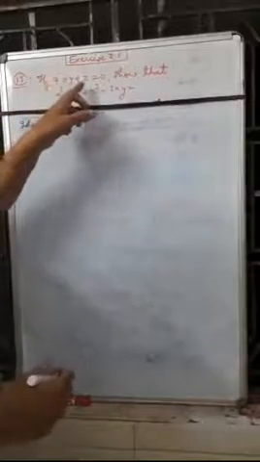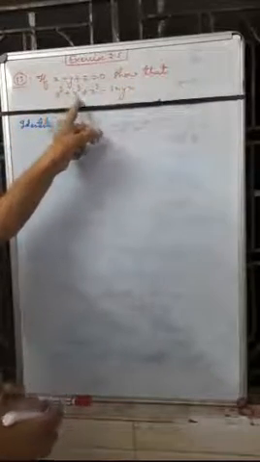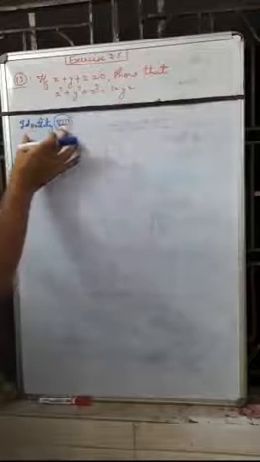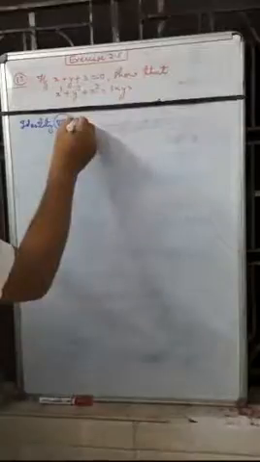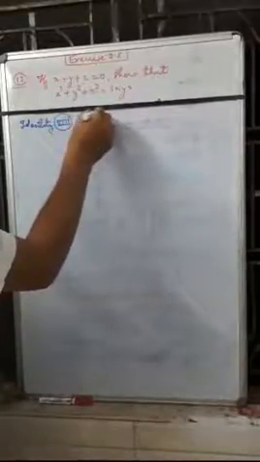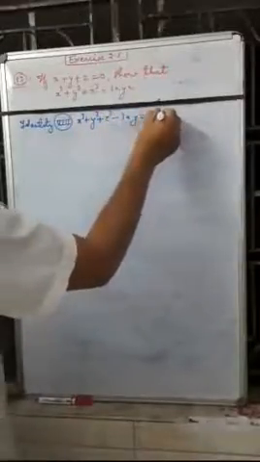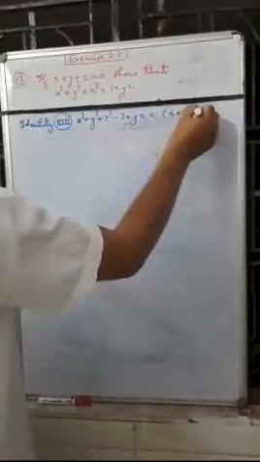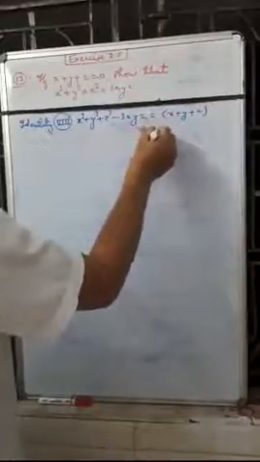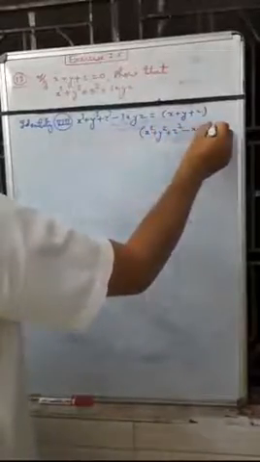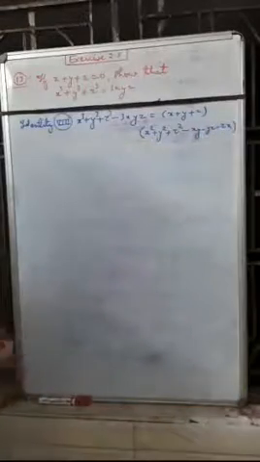Now we have one more question. If x plus y plus z is equal to 0, show that x cube plus y cube plus z cube is equal to 3xyz. Looking at this equation, we will recall identity 8 again. Identity 8 was that x cube plus y cube plus z cube minus 3xyz is equal to x plus y plus z in one bracket, and in another bracket x square plus y square plus z square minus xy minus yz minus zx.